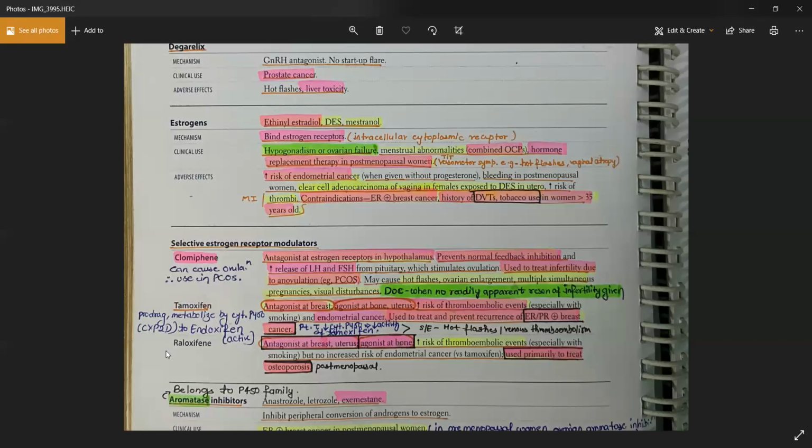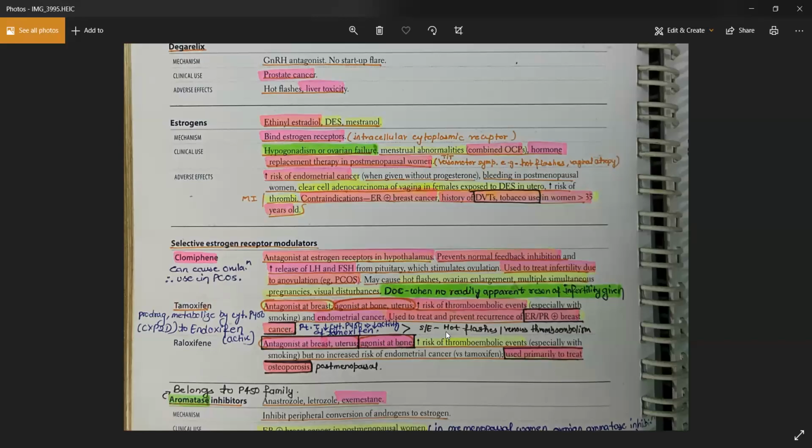Similarly, you have raloxifene, which is an antagonist at breast and uterus, but an agonist at bone. Whenever you encounter a patient with a history of osteoporosis and you want to give them a drug, you will give them raloxifene, okay? Because it has no increased risk of endometrial cancer, okay?